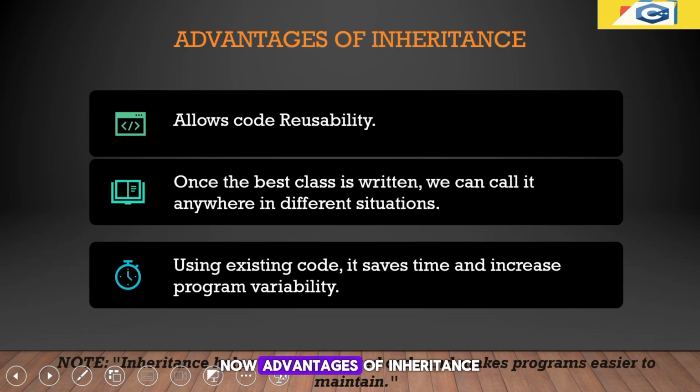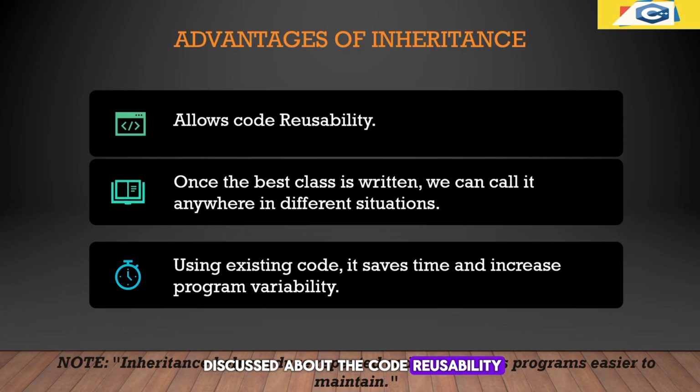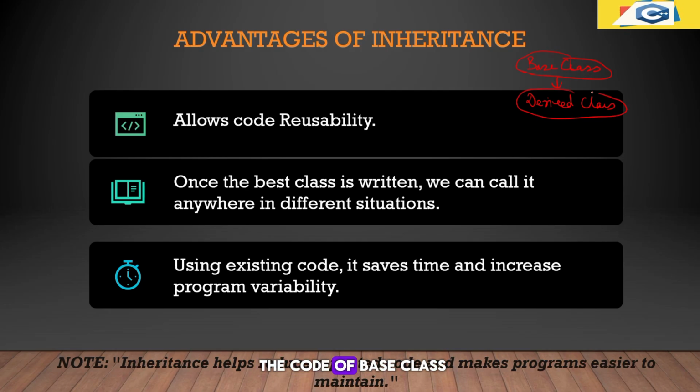Now, advantages of inheritance. As we have just discussed, code reusability is the main advantage of inheritance. It allows code reusability in the sense that my base class code is already written. I have an implementation for this base class. Then in my derived class, I want to use the code of the base class. So instead of writing it again, I am just reusing it.